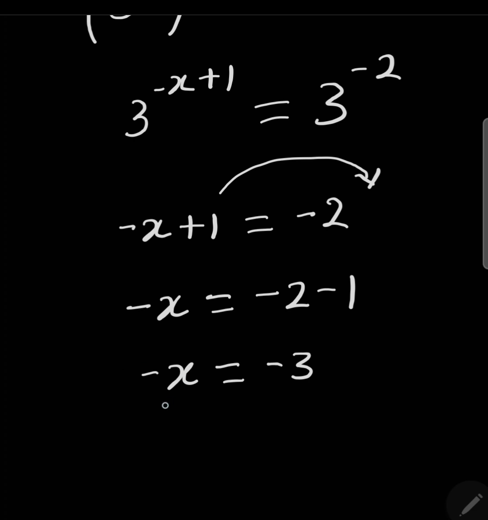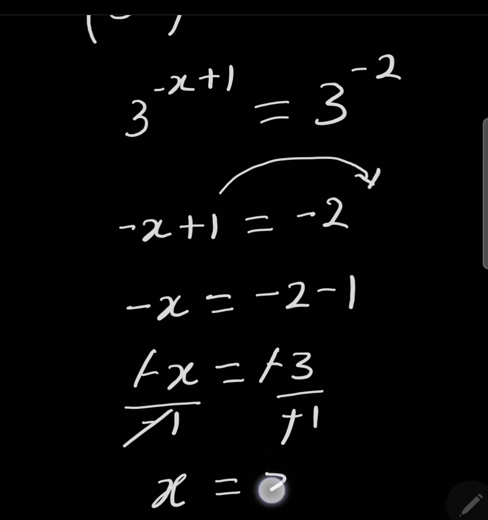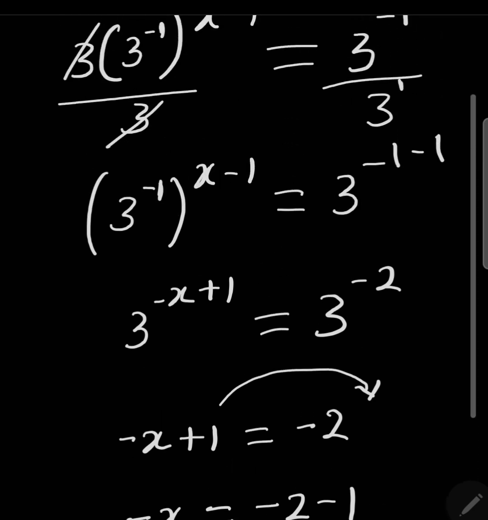Now to eliminate this negative, we just divide both sides by negative 1, so that this negative is going to cancel this negative. x by 1 is going to be the same as x, which is equal to, this negative is going to cancel this negative. 3 divided by 1 is the same as 3. So therefore 3 is the value of x that satisfies this equation.